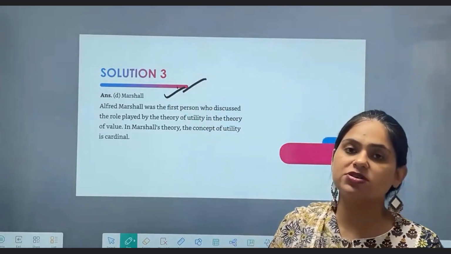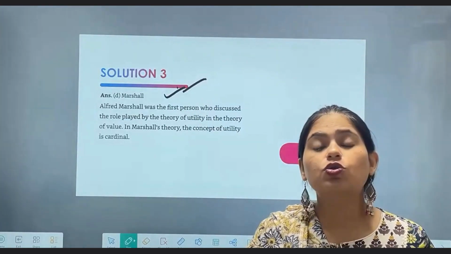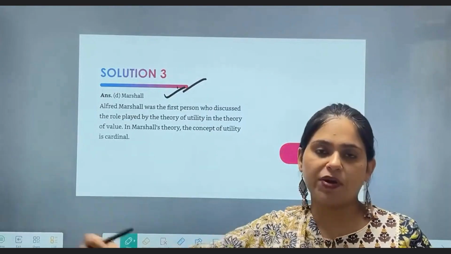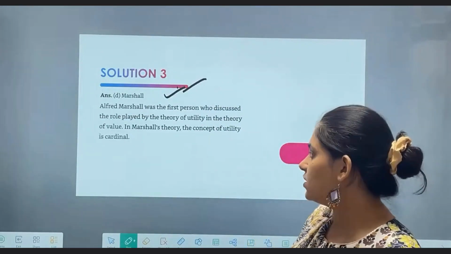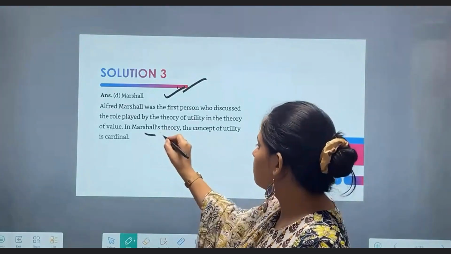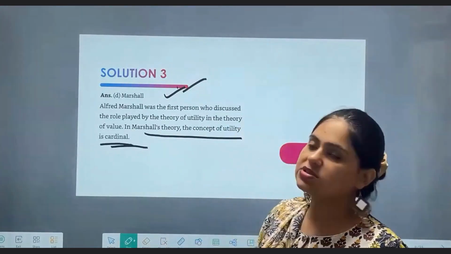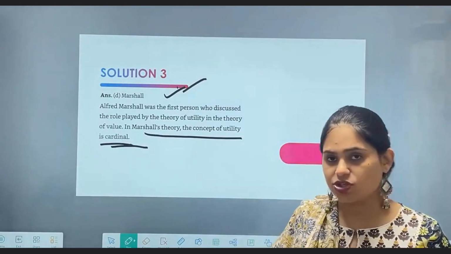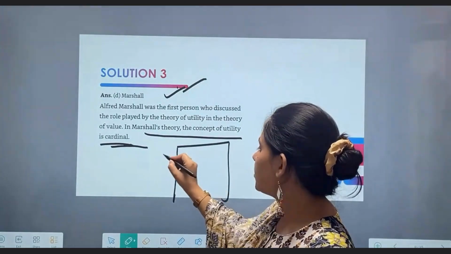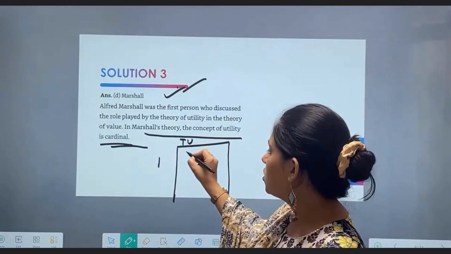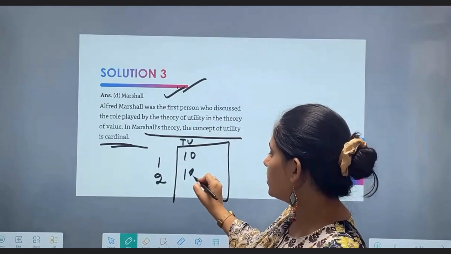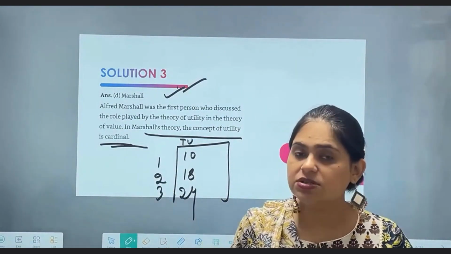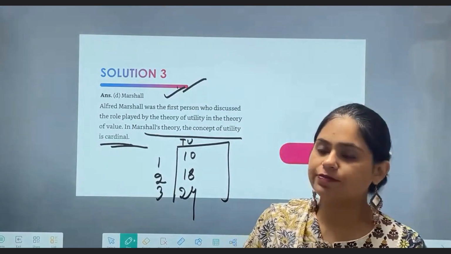He was the first person who talked about cardinality, who talked about utils, who said that utility we can measure in 4 utils, 10 utils, 20 utils. So from today you should write this down somewhere, that Marshall is the one who gave the concept of cardinality. In fact, all these marginal utilities that you measure, these tables where you say I consume the first unit, total utility 10, 2 units, total utility 18, 3 units, total utility 24, all these numbers and tables were first given by Marshall.